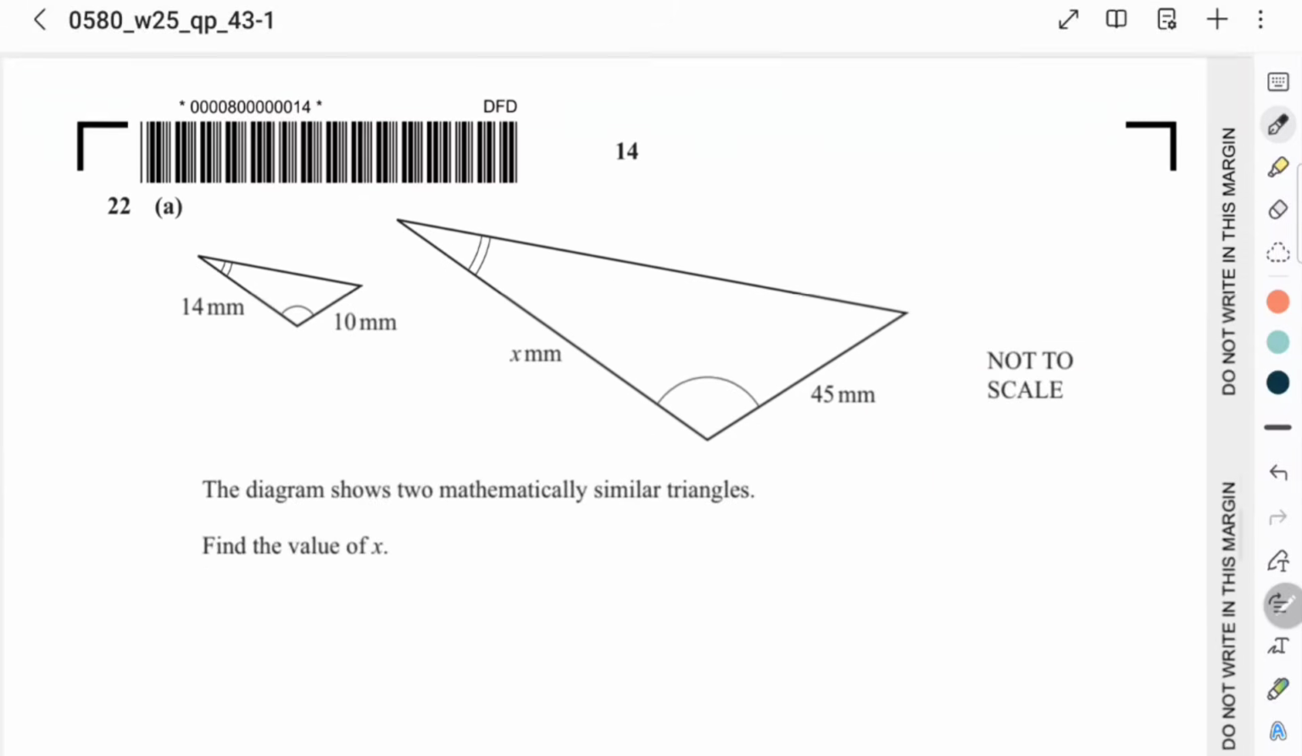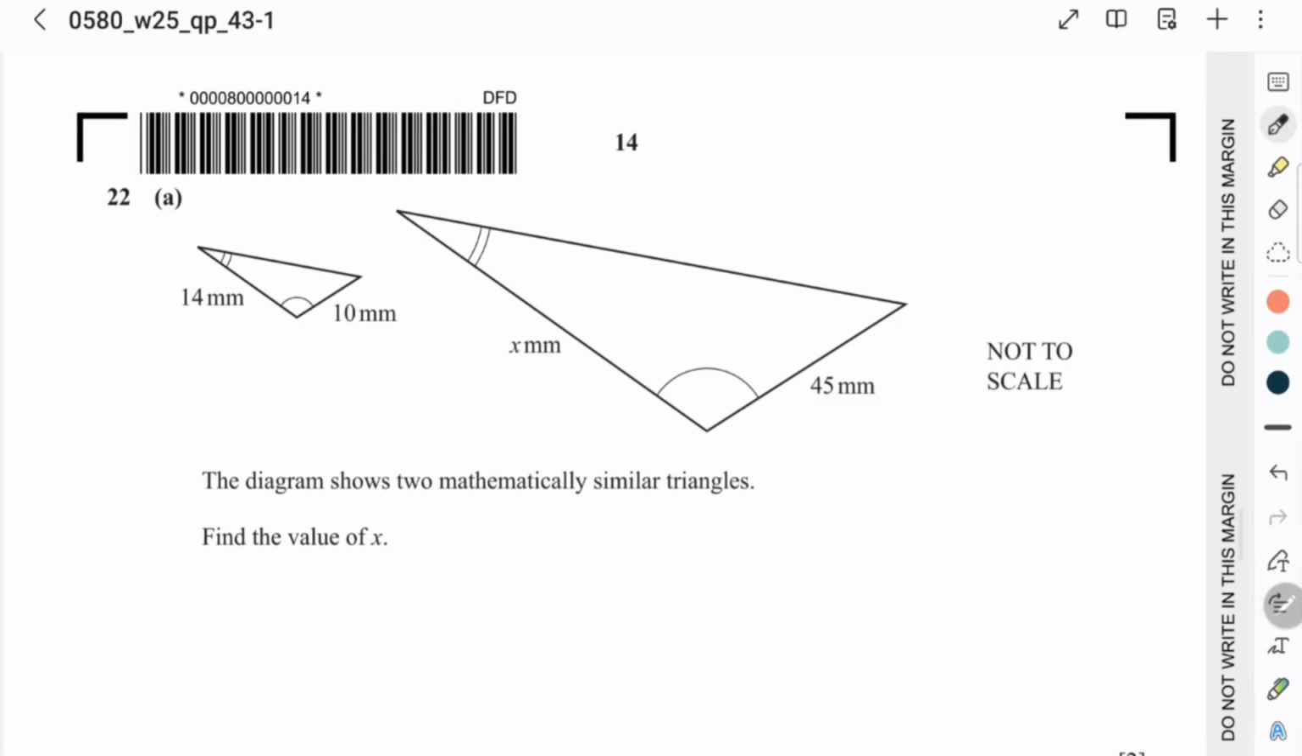Okay. Alright, so question number 22, you can see the similar triangles. The diagram shows the two mathematically similar triangles. Find the value of x. So you know that if the triangles are similar, we'll just see their corresponding sides. So this one and this one, this one and this one. 14, the corresponding side is x. 10, the corresponding side is 45.